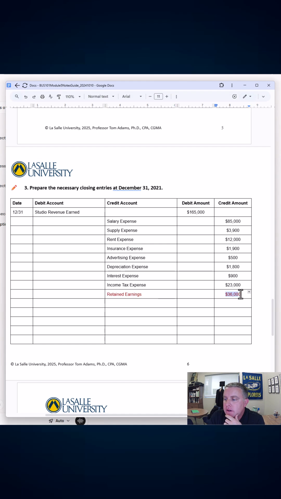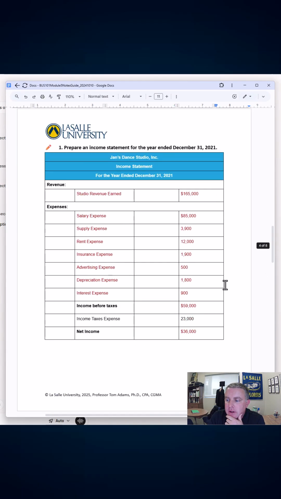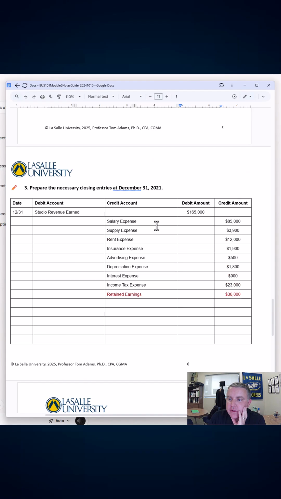Hopefully this $36,000 number sounds familiar. Where did we see this before? Let's go up to the income statement. $36,000 net income. So what we end up putting in retained earnings in the closing entry ultimately is our net income. Okay? So this closing entry serves two purposes. The first purpose is to zero out all of those income statement accounts, and the second purpose is to move the amount of net income into retained earnings.